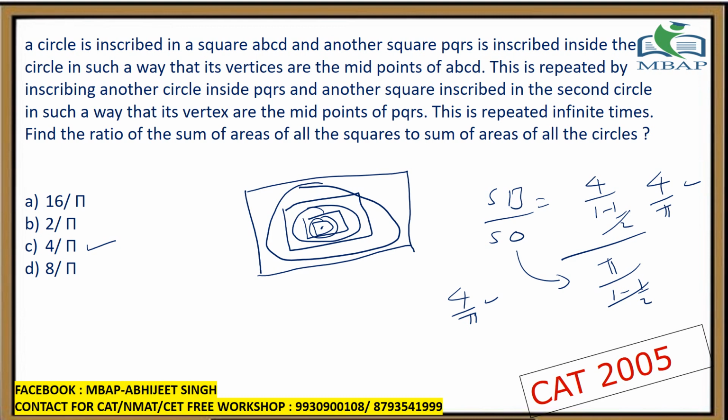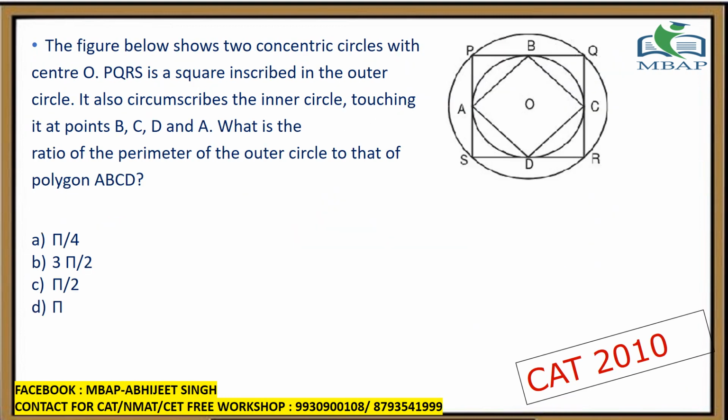So whenever you see a question which is nothing but a polygon in a circle or a circle in a polygon, it is all nothing but about a ratio of 4 by pi. Good one. This is a CAT 2005 question. Okay, let's take the next question.